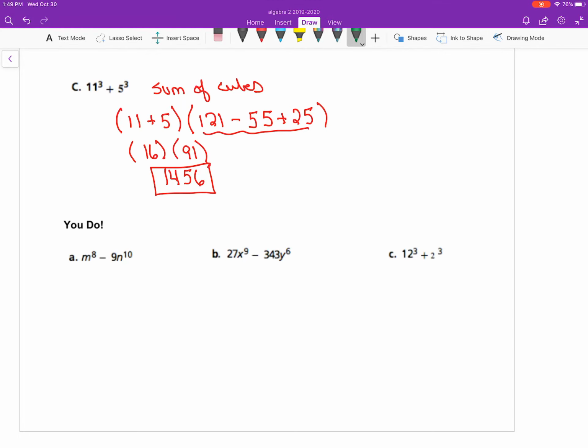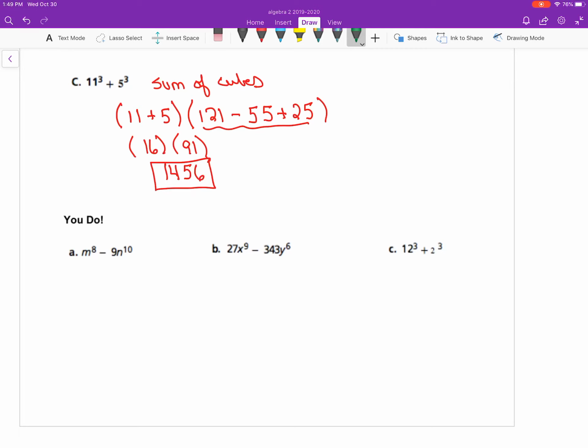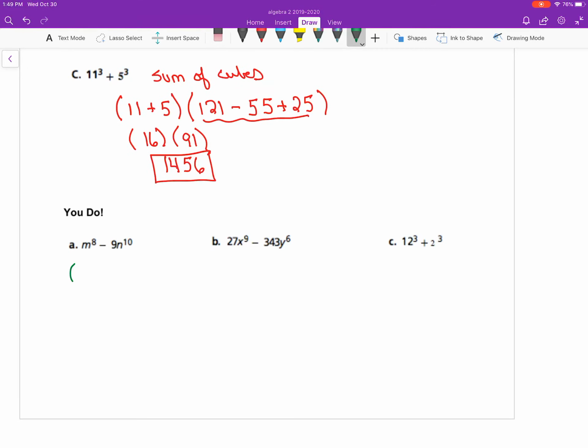Okay, finishing up these practice problems, hopefully you just took a second to do this. This is just a difference of squares in part A. So we're going to look at this. The square root would be m to the fourth minus 3n to the fifth, and m to the fourth plus 3n to the fifth. And you can always, if you get stuck, multiply back to check and make sure that you've done this correctly.